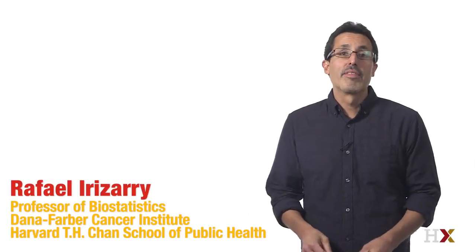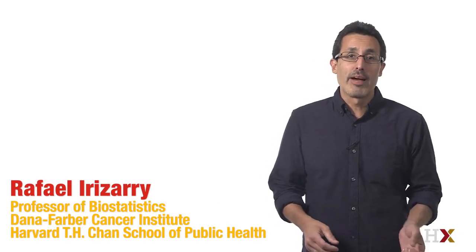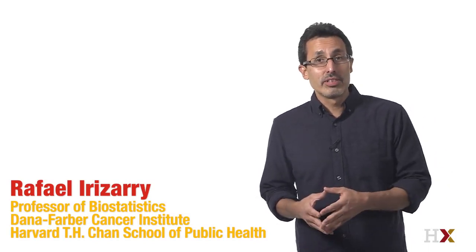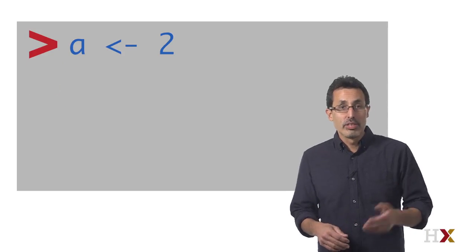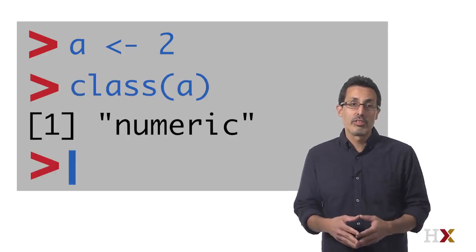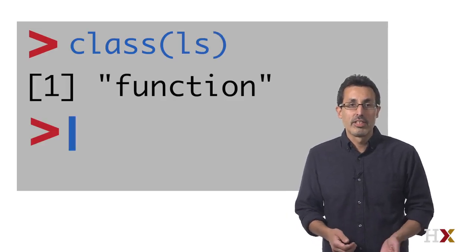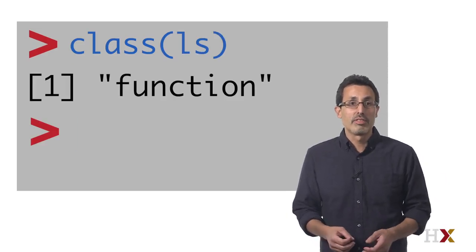Variables in R can be of different types. For example, we need to distinguish numbers from character strings and tables from simple lists of numbers. The function class helps us determine the type of an object. For example, if I define A as 2 and I look at its class, I will see it's a numeric. Here's another example. Let's look at the class of the function ls. Not surprisingly, we see that it's a function.